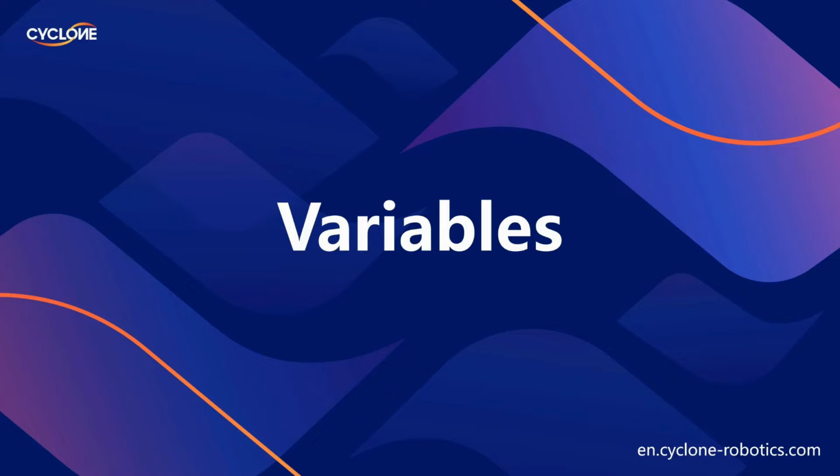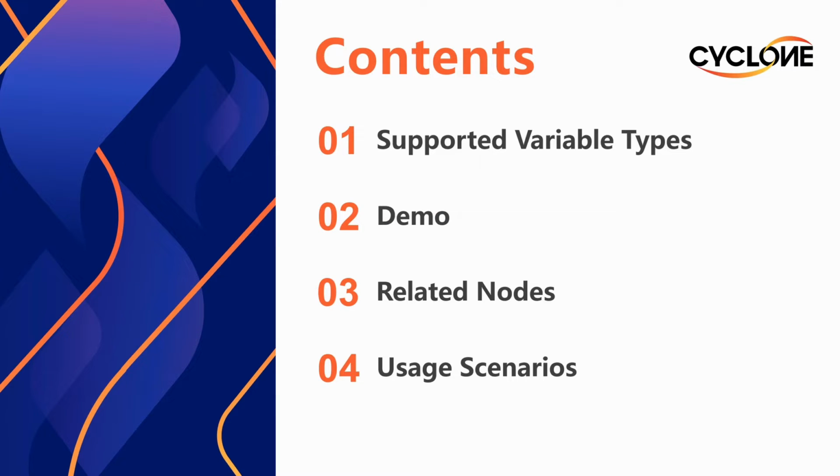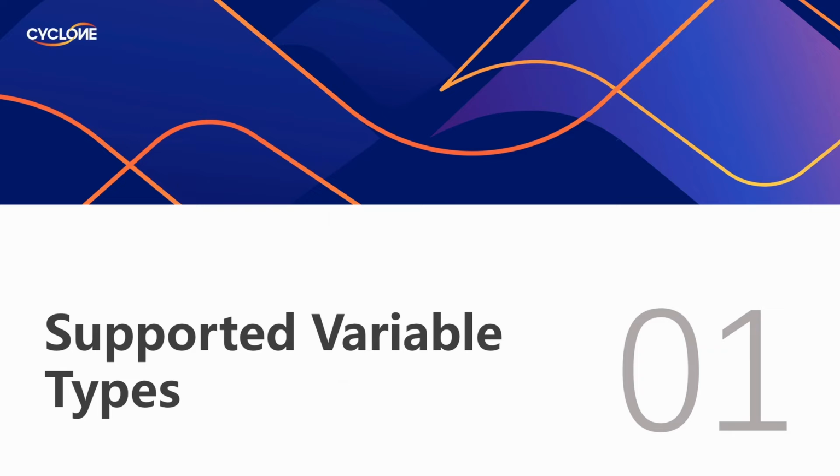Variables are used to temporarily store information, and such information can be used in automation process scripts. This video is divided into 4 parts. First, we will learn about the variable types supported by Cyclone RPA Designer. After that, I'll give you a demo on variable management, followed by an introduction of its related functions. Lastly, we will go through the scenarios in which variables and parameters are used.